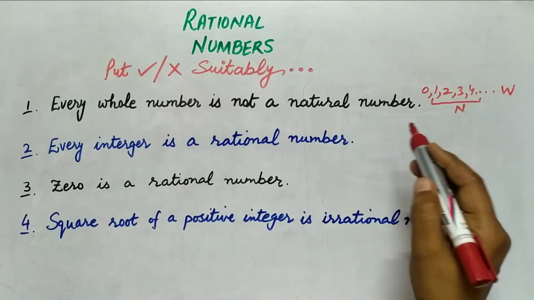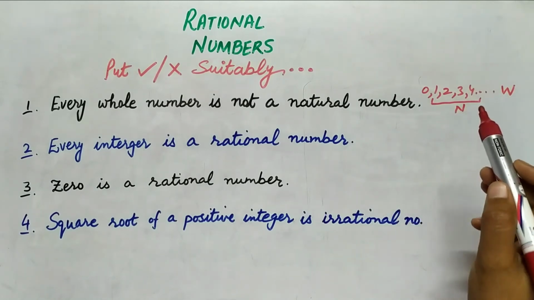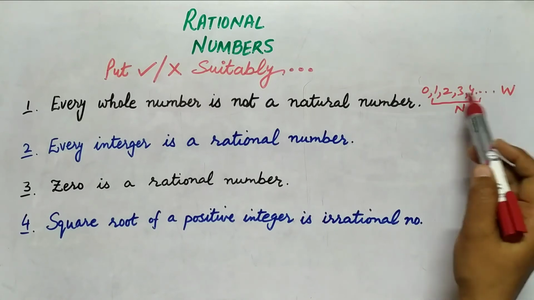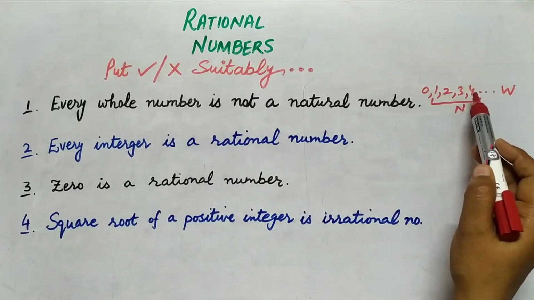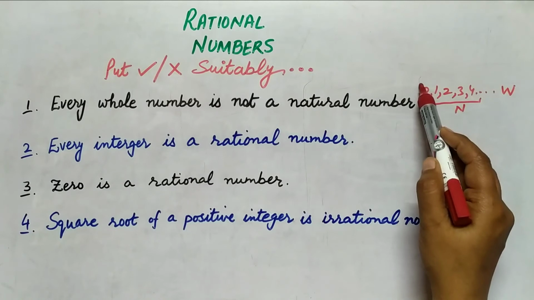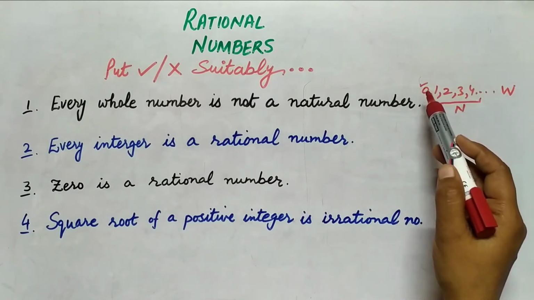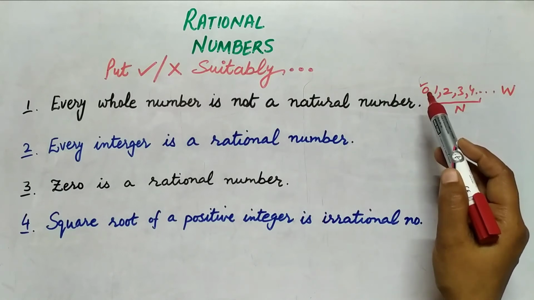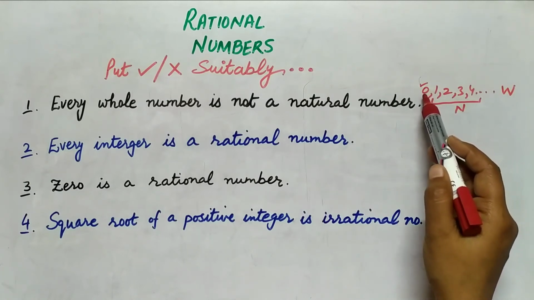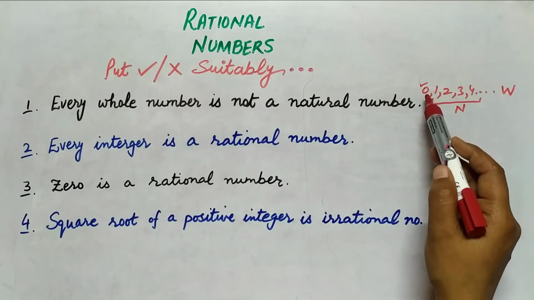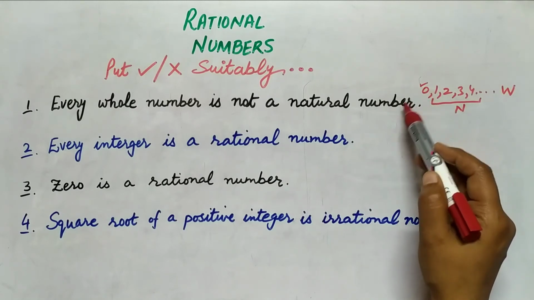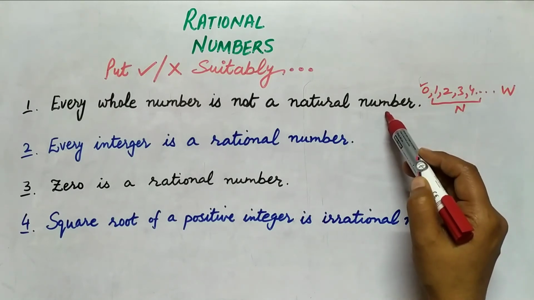The question is, every whole number is not natural. 0 is there. It is a whole number but not a natural number. It means every whole number is not natural because of this 0. So this statement is correct.